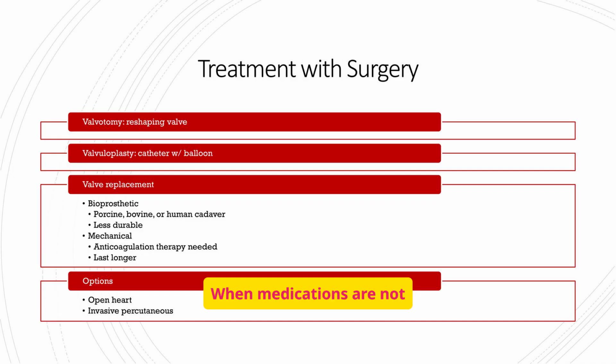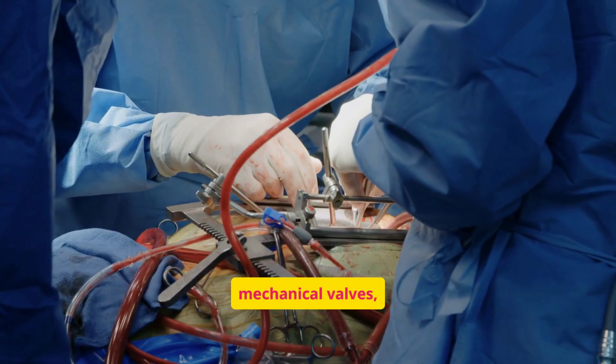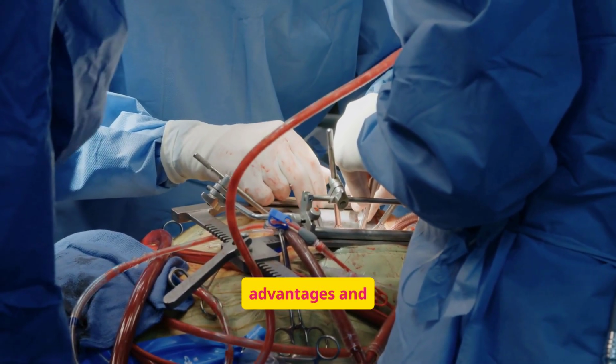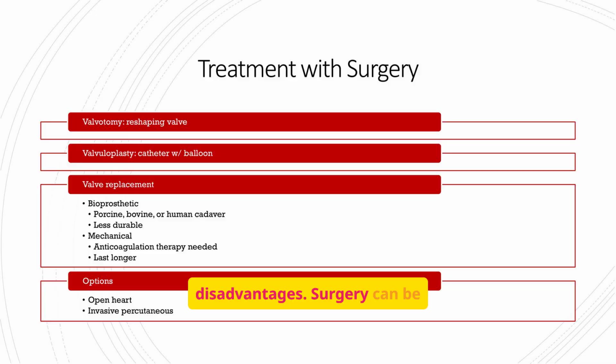When medications are not enough, surgery may be necessary. Options include valvotomy, valvuloplasty, and valve replacement. Valve replacement can involve bioprosthetic or mechanical valves, each with its own advantages and disadvantages. Surgery can be performed via open heart or invasive percutaneous approaches.